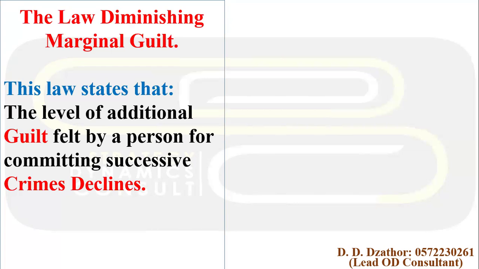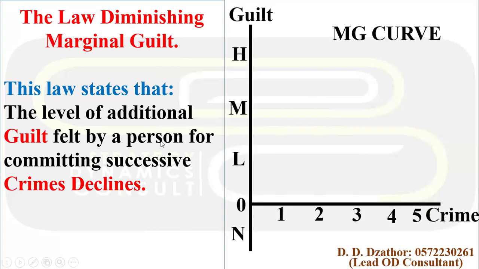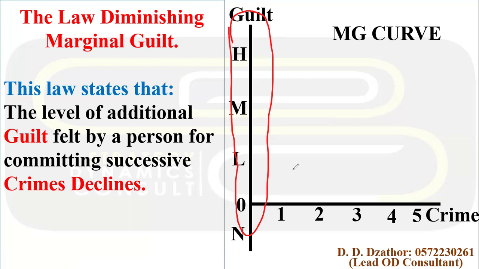Right, so let's use this diagram to demonstrate the law of diminishing marginal guilt. On this diagram, we have the vertical axis, which is representing the level of guilt that someone feels for committing a crime or a sin, so to speak. And then the horizontal axis is the number of times that particular crime has been committed.